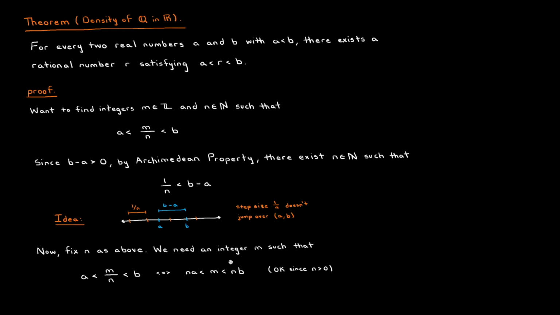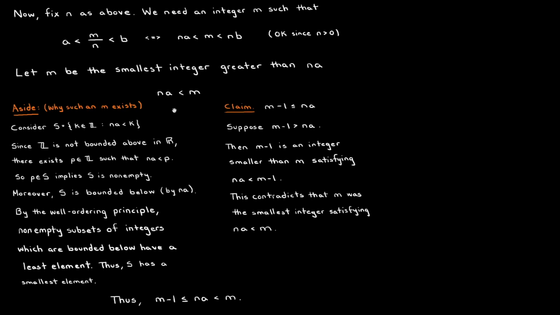Next, we need to find an integer m so that the following holds. But instead of working with this, let's multiply both sides by n, which we can do since n is a natural number and hence positive, to work with the following inequality. This inequality is slightly easier to work with because now we're looking for an integer m which is strictly larger than some real number and strictly smaller than another real number. The trick is to let m be the smallest integer larger than the real number na.